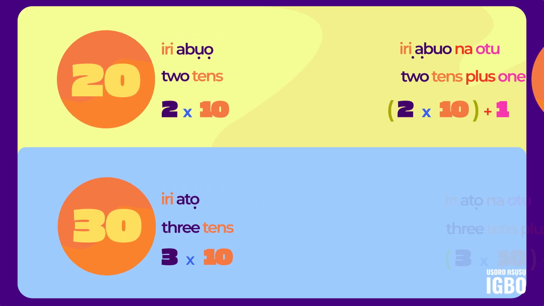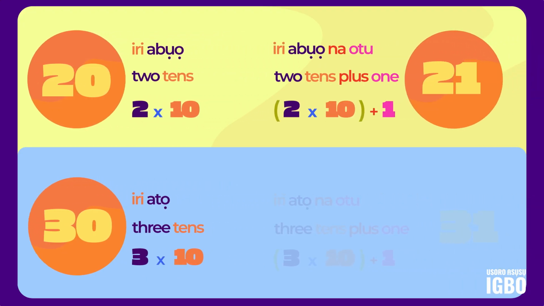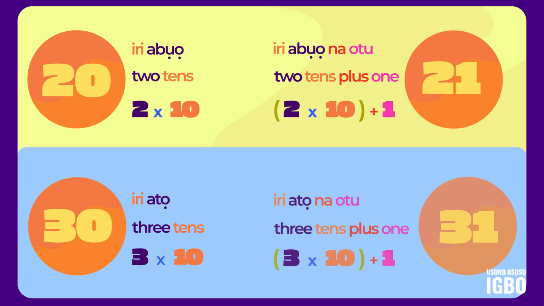Once you know how to count in the multiples of tens, you can apply the same pattern we used in counting from 11 to 19 to continue counting numbers beyond 20 and higher. Using number 21 and 31 as examples, 21 is iri abụọ na otu. If we were to break this down, we've already established that iri abụọ is 20. Na, in this context, will be plus otu, 1. 20 plus 1, iri abụọ na otu.